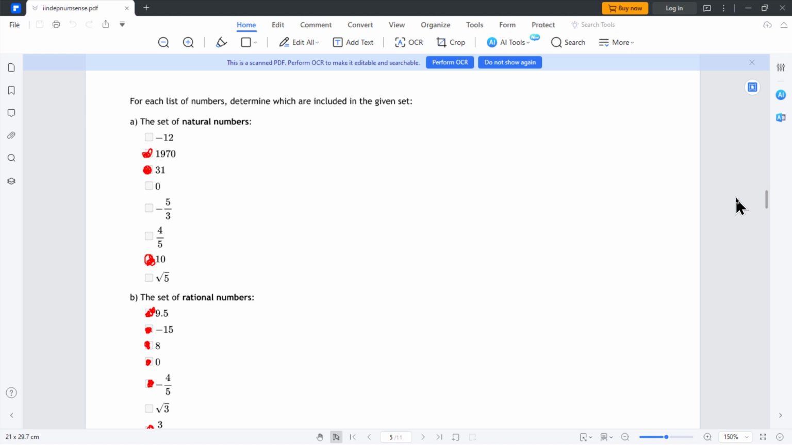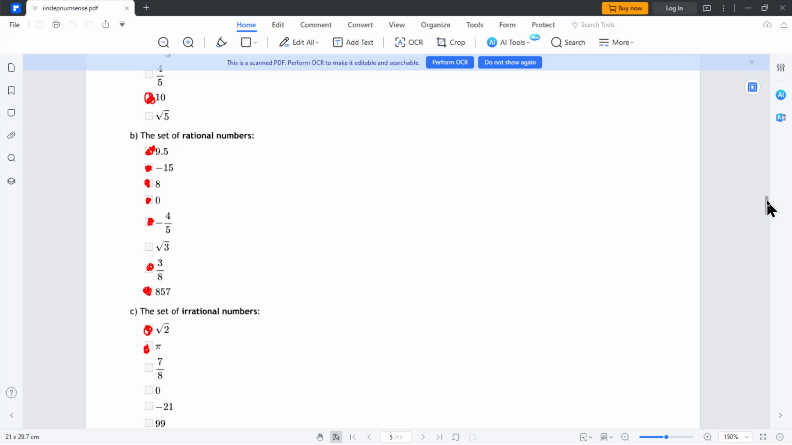Part B, the set of rationals. Numbers can be written as a fraction. So you have 9/5, negative 15, 8, and 0. All these can be written as a fraction. They're all rational numbers. Okay, 3/8 is a fraction. 857 over 1 would be a fraction. And the one there is not a square root of 3, which can't be written as a fraction. It's irrational. In this case here, the set of irrational numbers, only square root of 2 and pi.